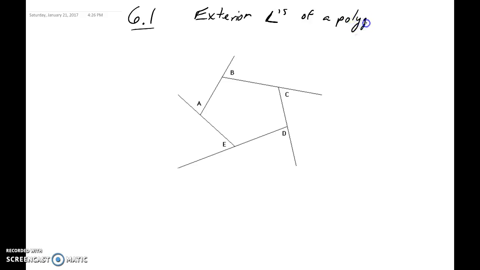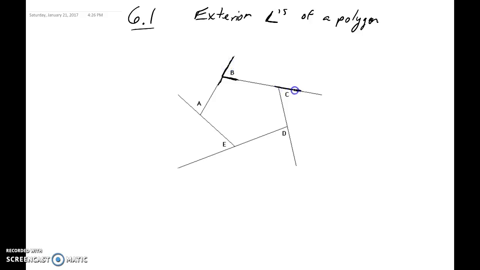All right, we've already talked about exterior angles of a triangle, so we should know what the exterior angles are. It's where we have an extension of one of the sides, and it's the angle that's formed by that extension and the other side of our polygon. So it's this angle here, all right?